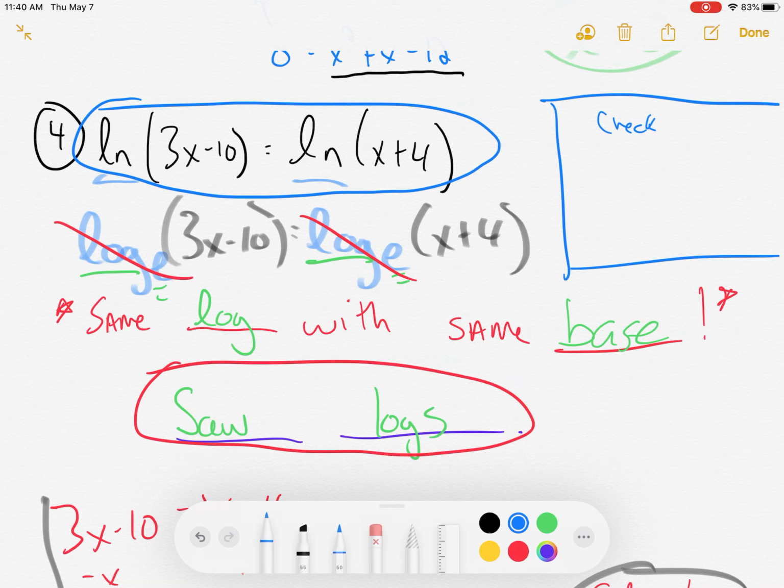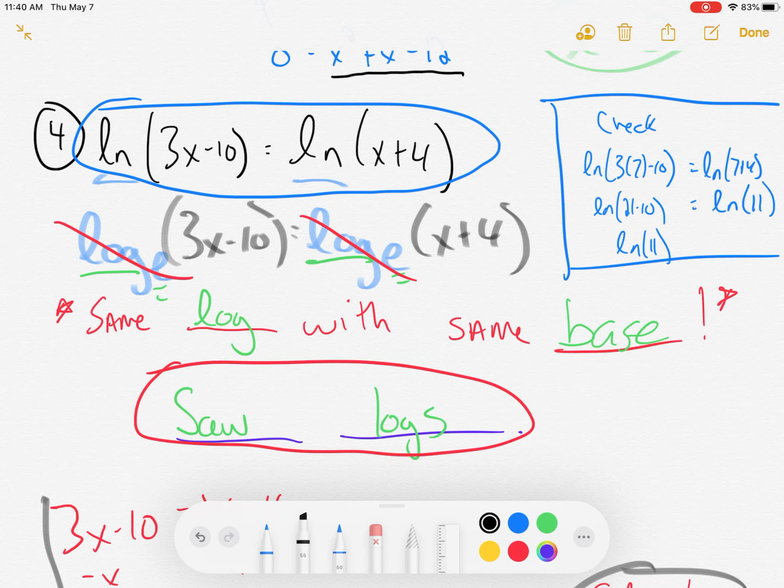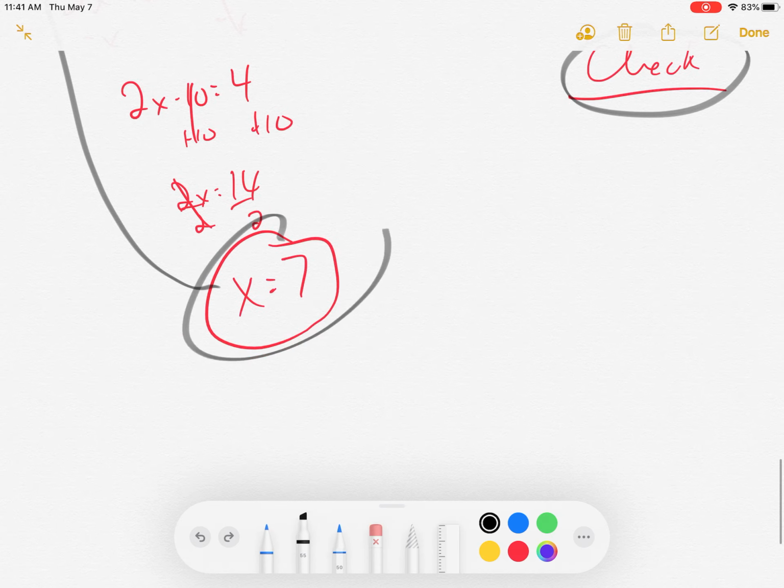Okay, I'm going to plug 7 into the blue circled original problem. So I get the natural log of 3 times 7 minus 10 equals the natural log of 7 plus 4. Okay, 3 times 7 is 21. Natural log of 21 minus 10, which is the natural log of 11. Good to go there. Equals 7 plus 4 is 11. Again, these are both positive numbers, 11 and 11. So therefore, my answer does exist, and boom.